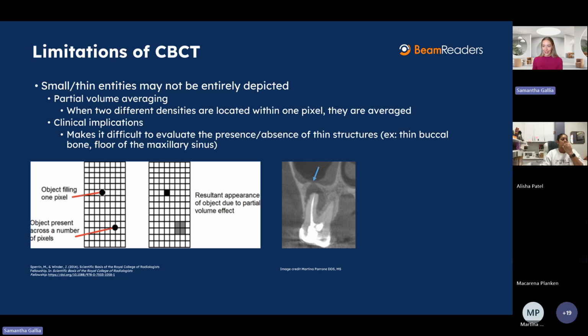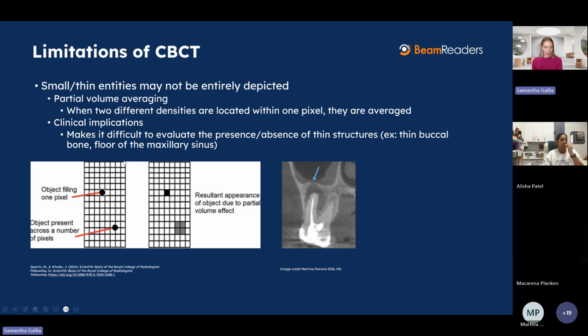And then we got this one. Just stick with me here. It's a little bit nerdy, but we got what's called partial volume averaging artifact. And this is actually a really important thing to understand within CBCT. So I love this diagram here. Partial volume averaging is the phenomenon that when there's two different densities of structures located within one pixel, they get averaged. So remember we talked about voxels and pixels.